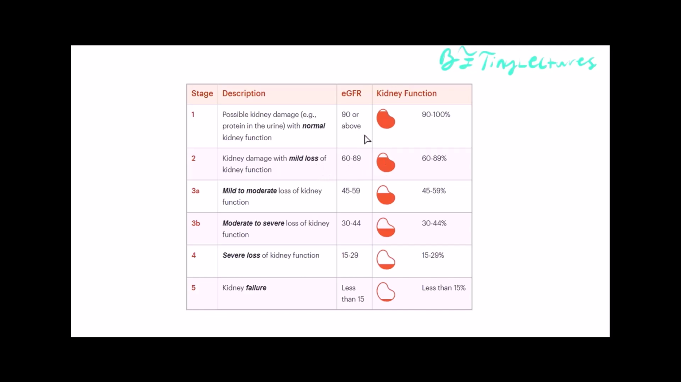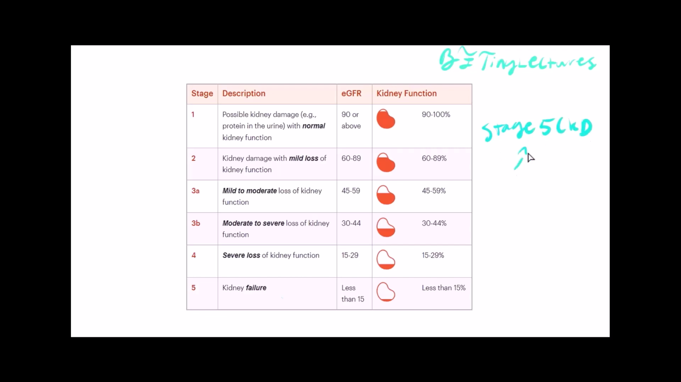So for that individual who had an eGFR of 6, well, that is severe. That is severe kidney failure. We actually label it as stage 5 chronic kidney disease. So you might see stage 5 chronic kidney disease.